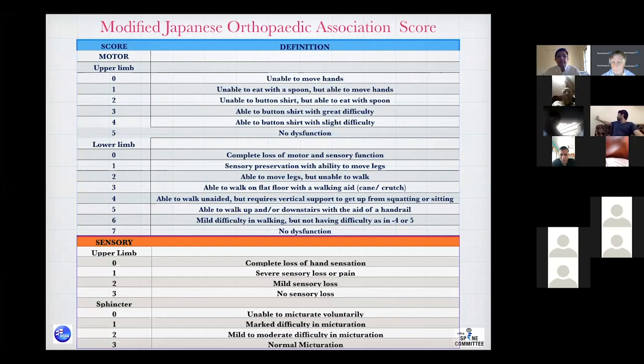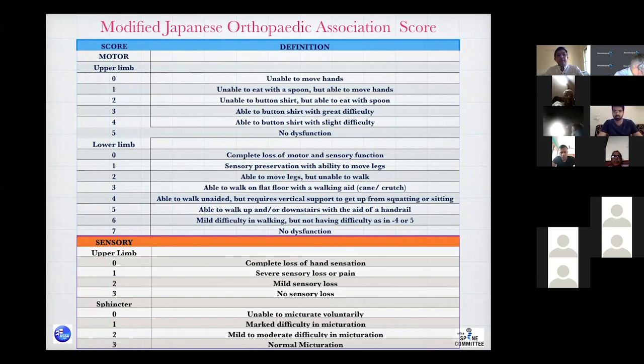Now, I would like to put this slide. This is a modified Japanese orthopedic score, and this is the most popular score because this is the one which is used all over the world to assess. Now, if you carefully look, the score is done with upper limb and lower limb motor power, and then the sensory of the upper limb and sphincters. Totally, we have 17 points, and the minimum is, of course, 0.